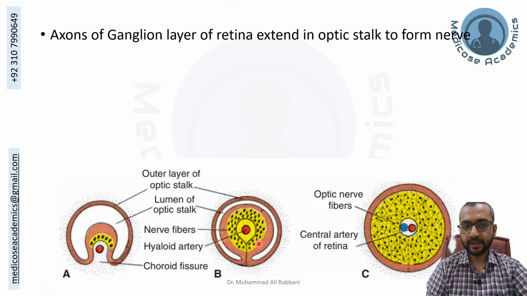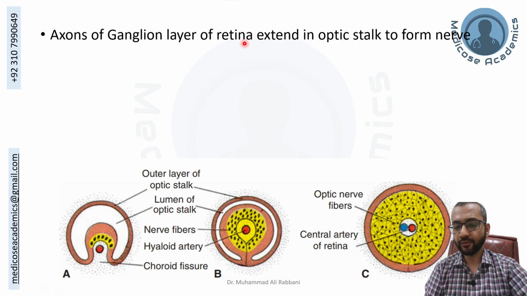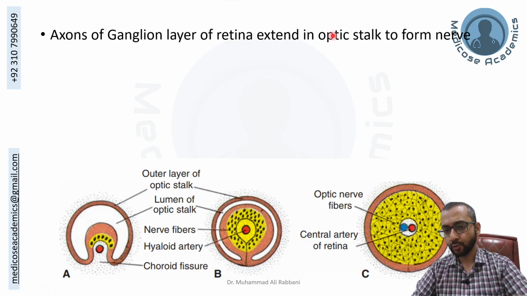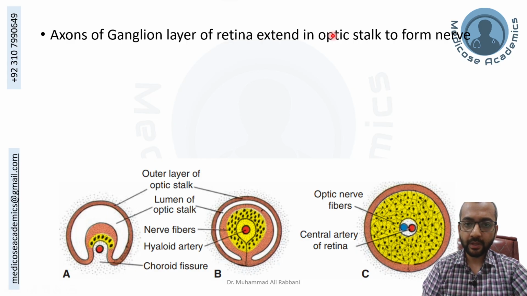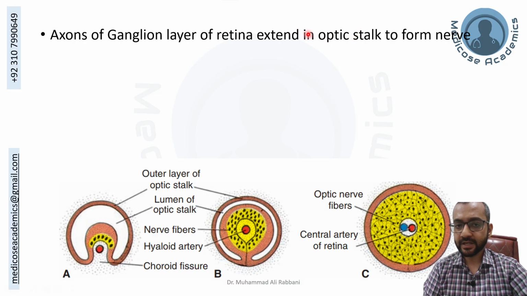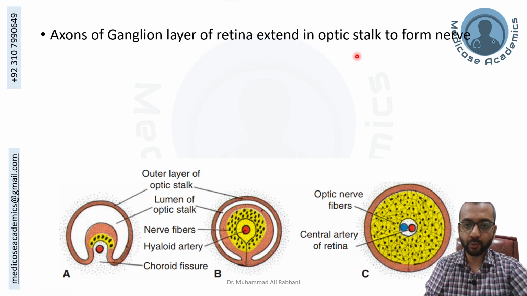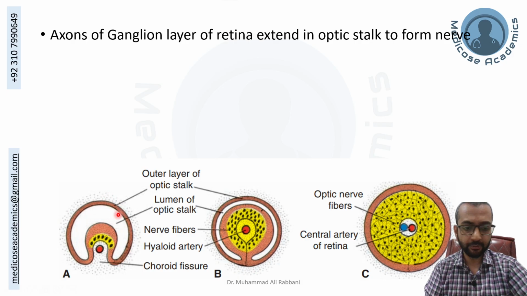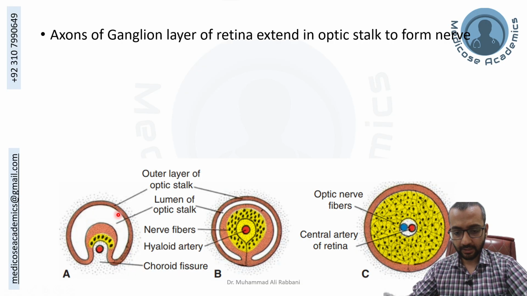So as the retina develops, the axons of the ganglion layer of the retina extend on the surface and exit the retina through the optic cup, optic disc, and extend into the optic stalk, which becomes populated to make the optic nerve. The optic stalk had similar inner and outer layers. As it was folding, the choroid fissure also made it fold, so we will have the inner layer of the optic stalk, the outer layer of the optic stalk, and the lumen of the optic stalk, just as in the retina.